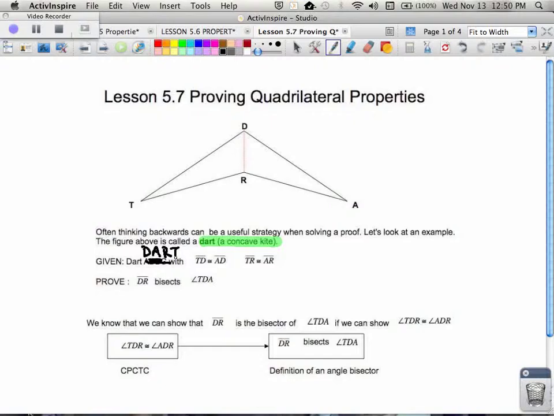And we know that side TD and side AD are congruent. So I'm going to write that down. So TD and AD are congruent. Let me mark that up. Those two are congruent. I also know that sides TR and AR are congruent, because that's also given information.